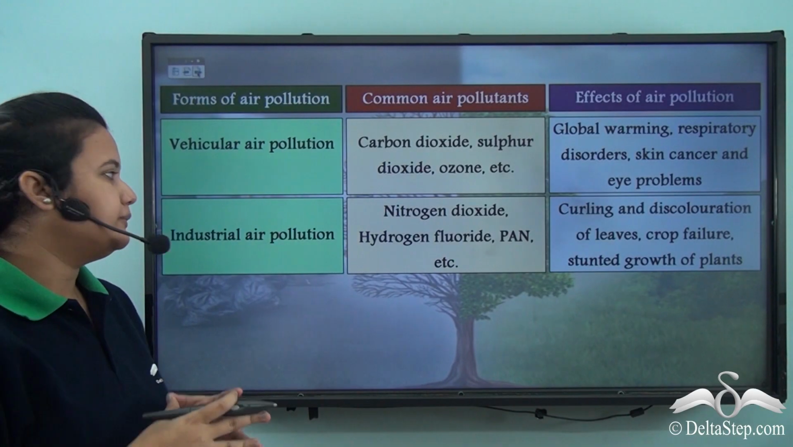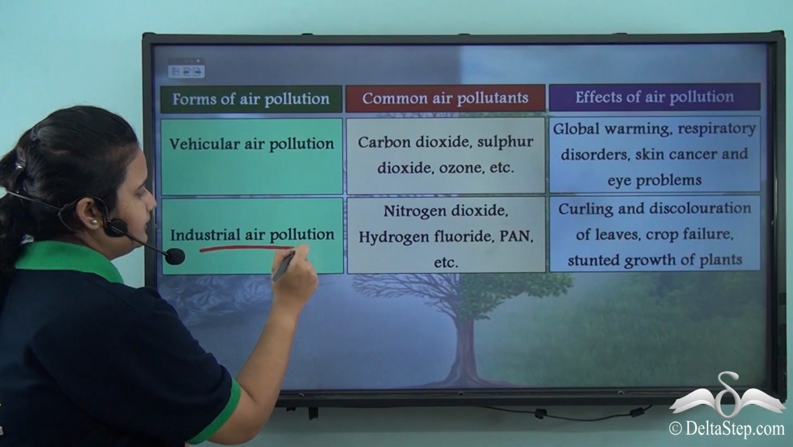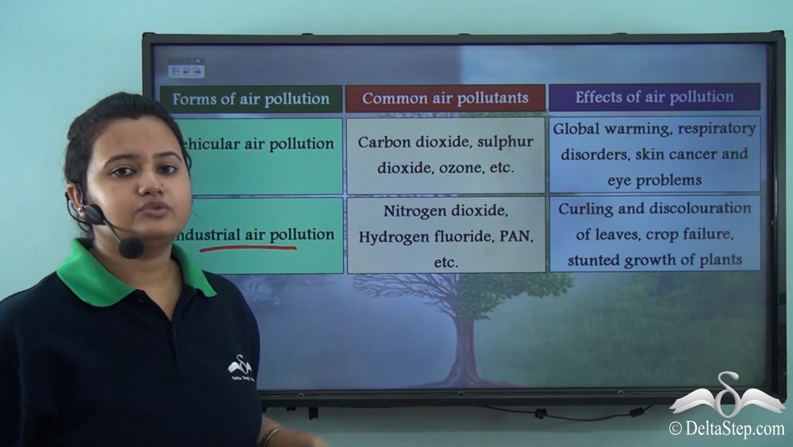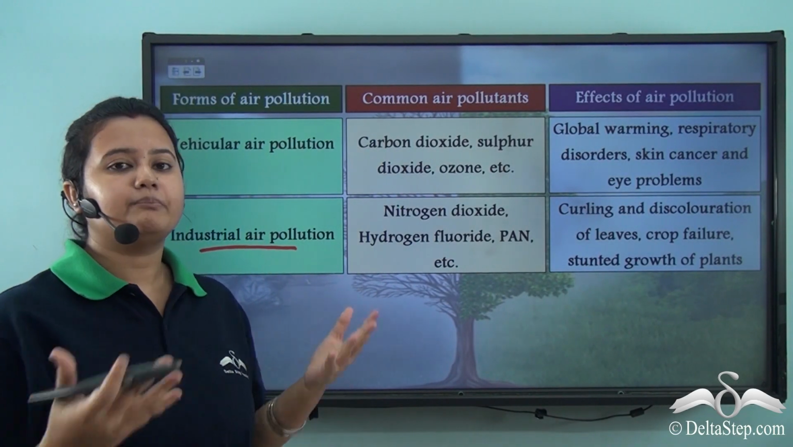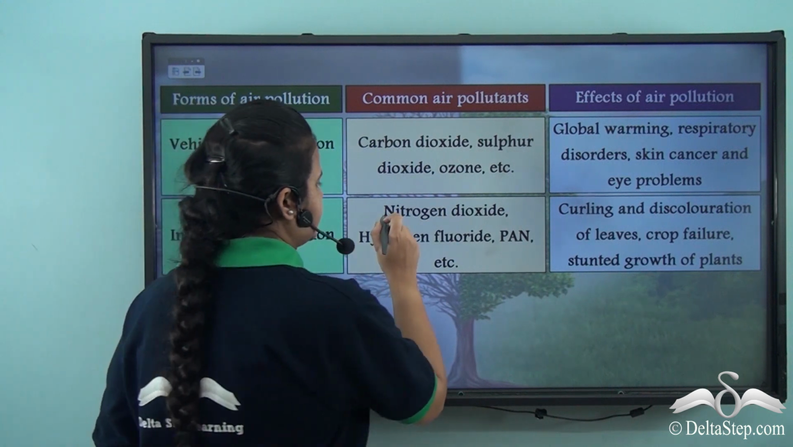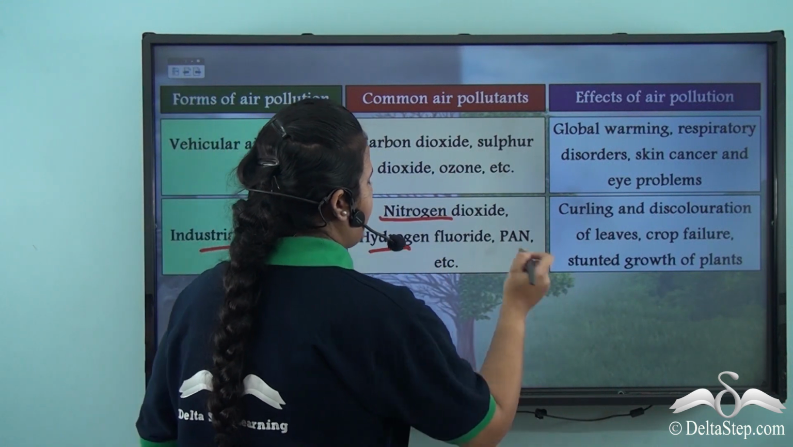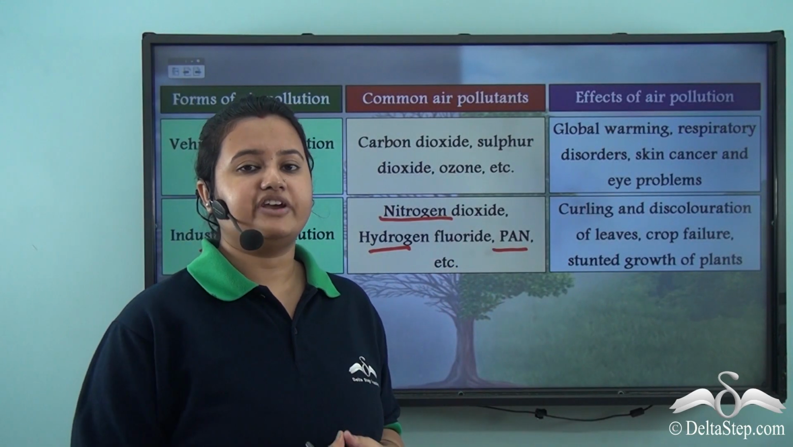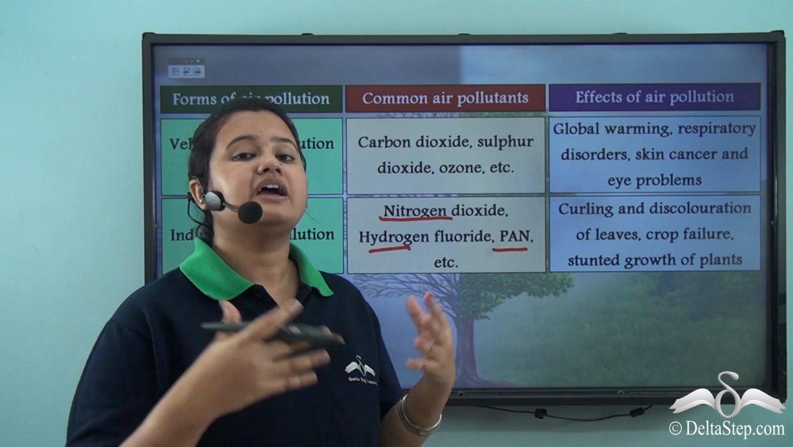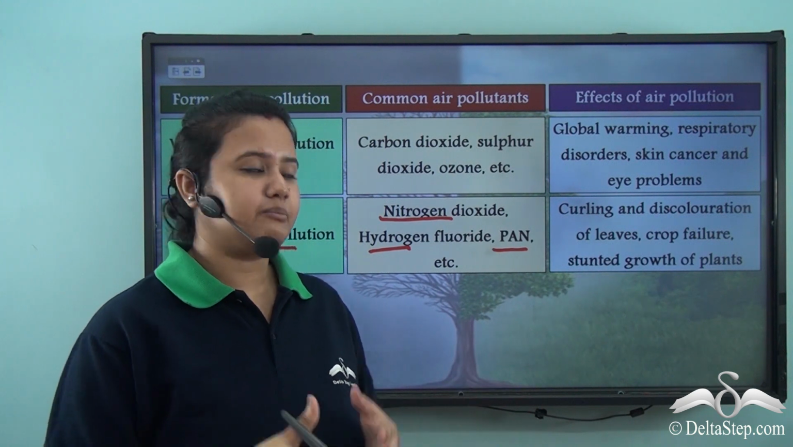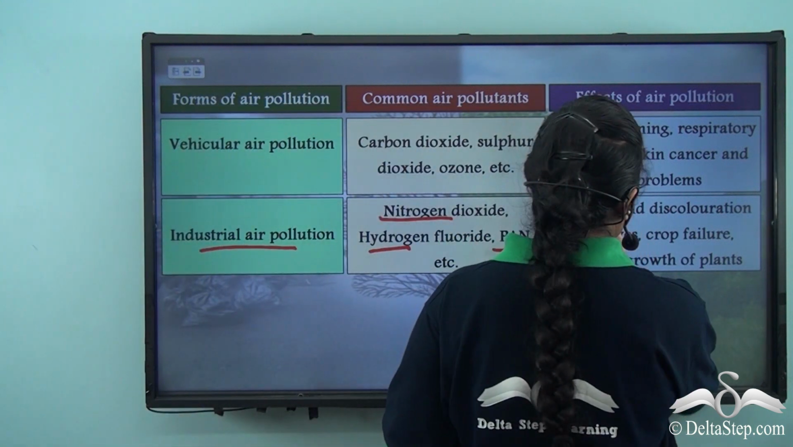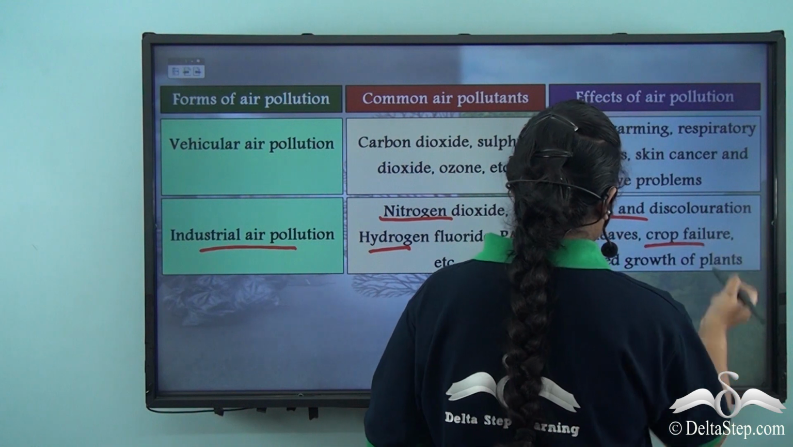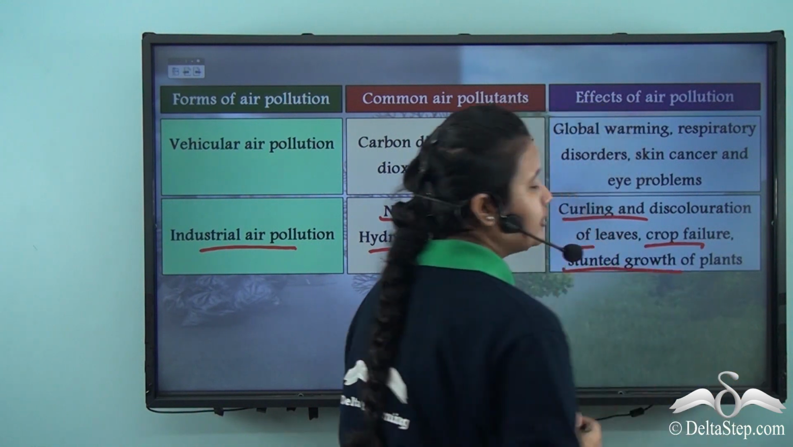Another form of air pollution is industrial air pollution. The common air pollutants produced by industries and power plants are nitrogen dioxide, hydrogen fluoride, PAN, etc. Now, these air pollutants mostly affect the health of plants and trigger many diseases in plants like curling and discoloration of leaves, crop failure, and stunted growth of plants.